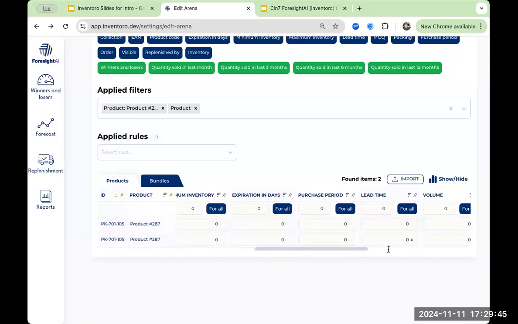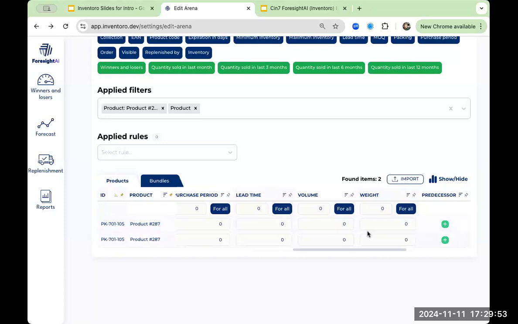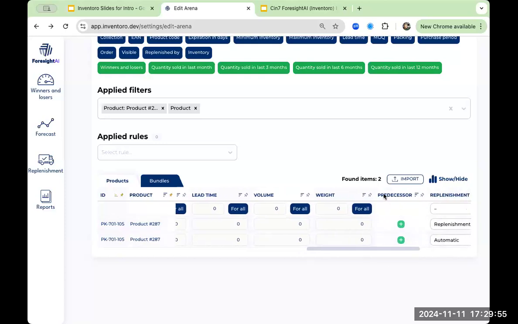Purchase period and lead times. I showed you how to do this on a supplier level, but if you have certain one-offs for purchase period and lead times, you could do so here. Volume, weight, and predecessor was what I wanted to call out. What do you do about a new item?